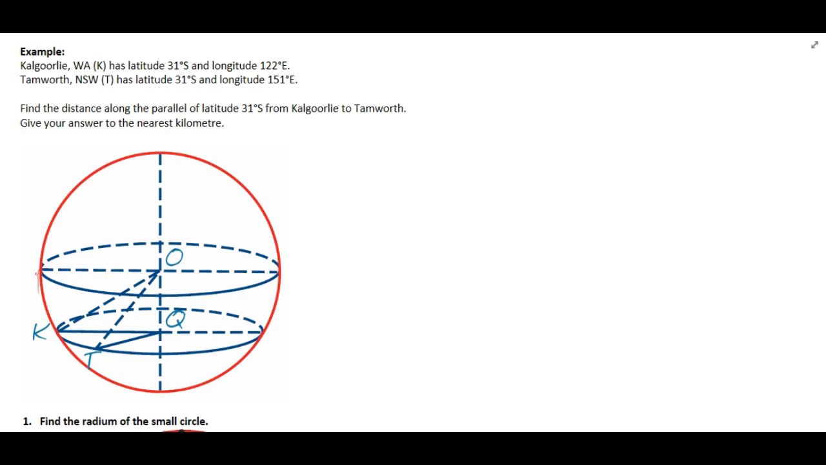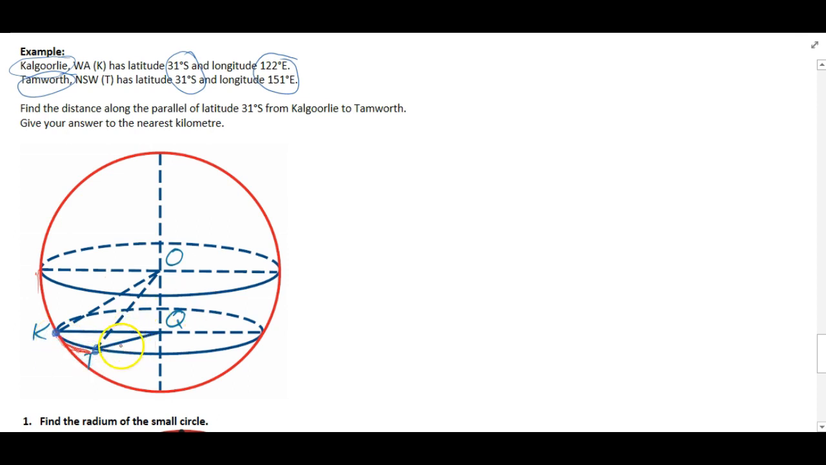Okay, so this example here is the hardest type of spherical geometry question you're going to get, and it's where you're asked to find the distance between two places. So here it's Kalgoorlie and Tamworth, and they're both on the same latitude, 31 degrees, but different longitudes. Okay, so what that means is here's Kalgoorlie on the diagram and Tamworth, and you'll notice now that they're not actually on a great circle around the globe, they're on a small circle.